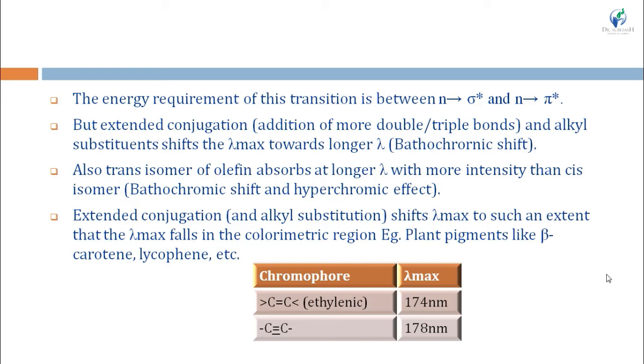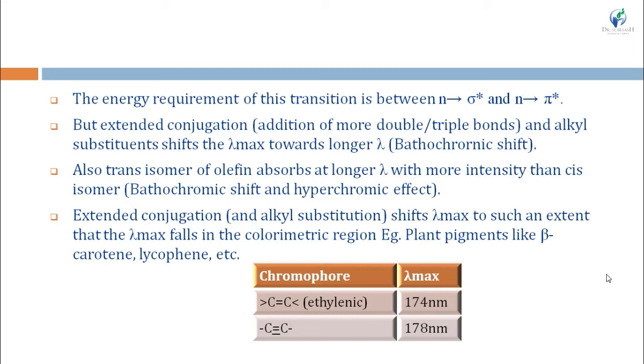The trans isomer of an olefin absorbs at longer wavelength with more intensity than its cis isomer. Shifting of lambda max towards longer wavelength is known as bathochromic shift, and shifting towards more intensity is known as hyperchromic shift. All of these shifts we will see in detail in the next lecture so you can understand more easily. In short, extended conjugation and alkyl substitution shift lambda max towards longer wavelength and with more intensity.